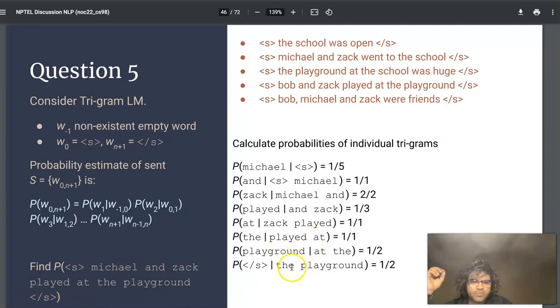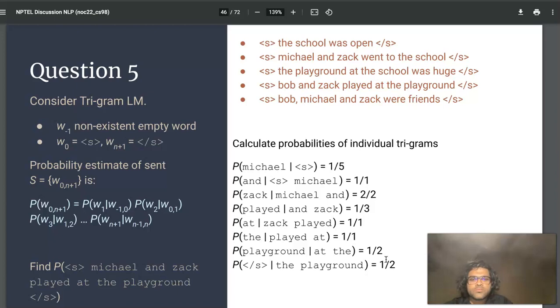So the playground. How many times did the playground occur in the corpus? I can see it in the 4th sentence, and also in the 3rd sentence at the beginning. So this bigram, the playground, occurs twice, and among these two, only one time are these two followed by the end sentence tag. So the probability is 1 by 2.